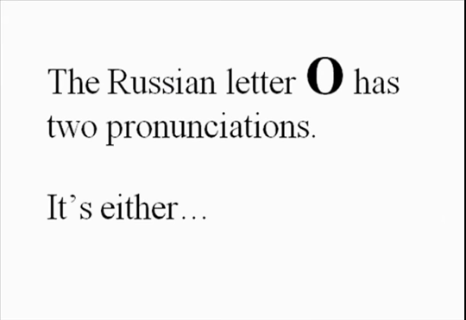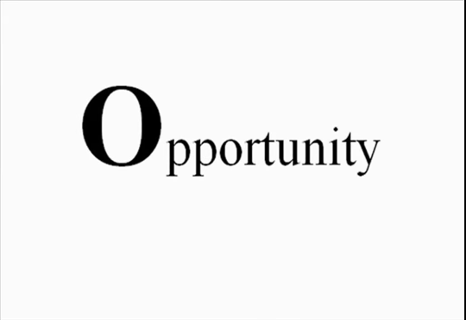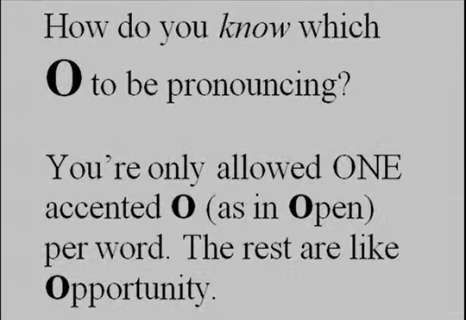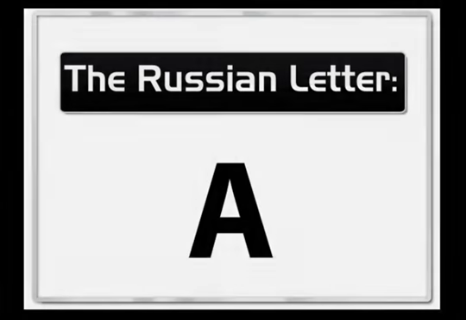The Russian letter O has 2 pronunciations. It's either O as in open, or like the O of opportunity. So how do you know which O to be pronouncing? Well, the rule is that you're only allowed one accented O, like the one in open, per word in Russian. The rest are like the ah sound of opportunity. The Russian letter A sounds like our ah sound.